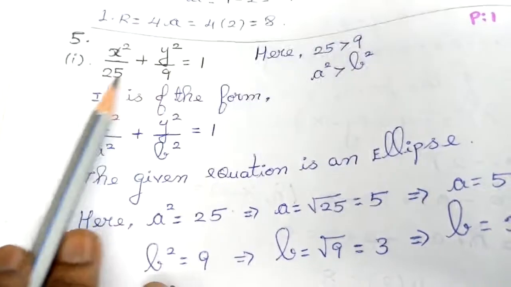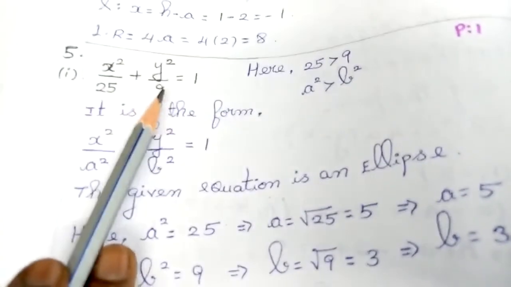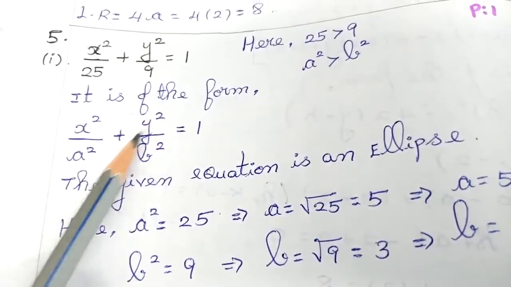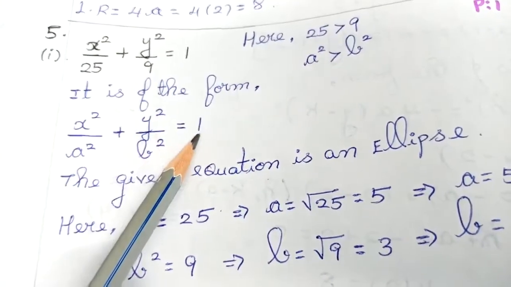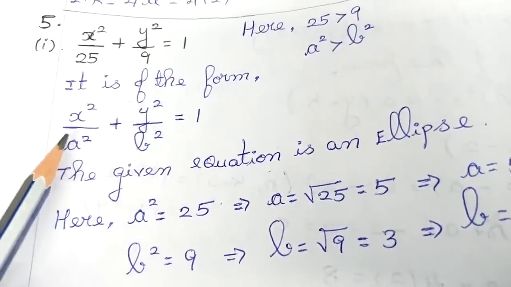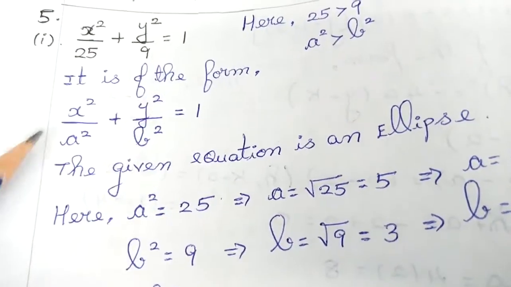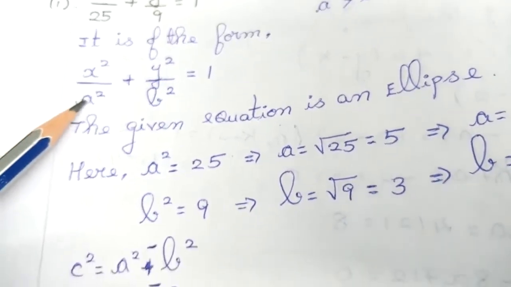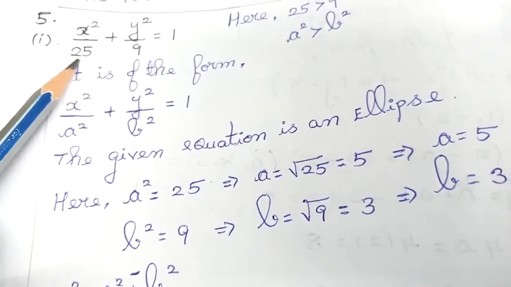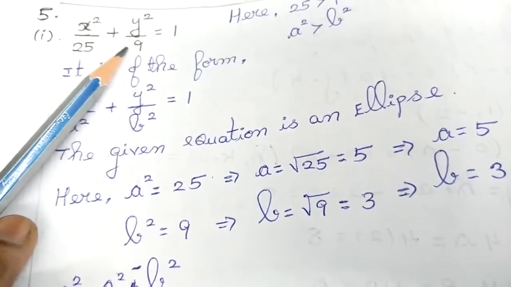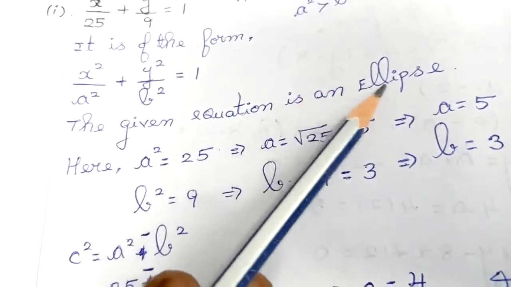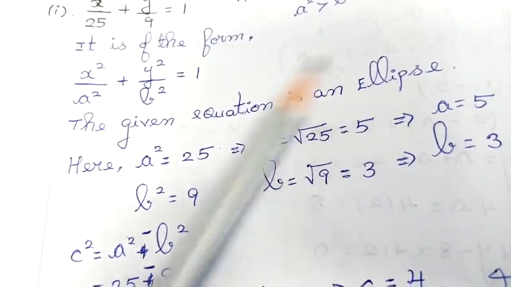Here the greater number you will be naming as A, students, and the smaller number you will be naming as B. So it is of the form x square by A square plus y square by B square equal to 1. So what is the use of writing like this is, we are going to take the values for A square and B square. In this case, A square means 5 square. Instead of 25, you are going to write it as 5 square. B square means you are going to write it as 3 square. The equation is an ellipse. First we are identifying the type of conic, it is an ellipse.